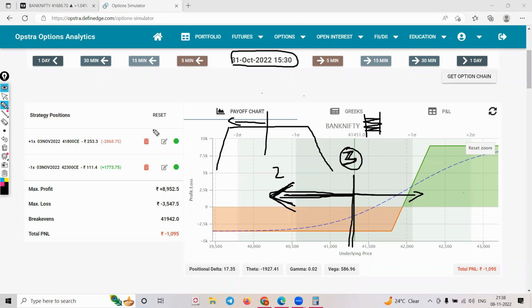First is, what is your expiry? How many days do you have for expiry? What is your MTM? Is it in profit or in loss? What is your view of the market? Your view is important. Blindly we cannot go for a strangle.